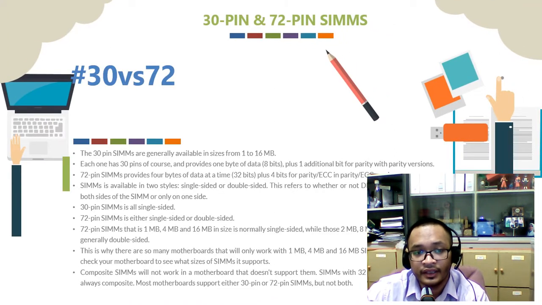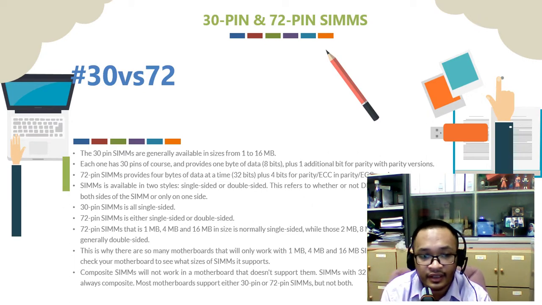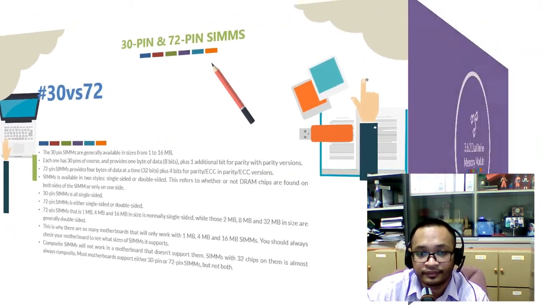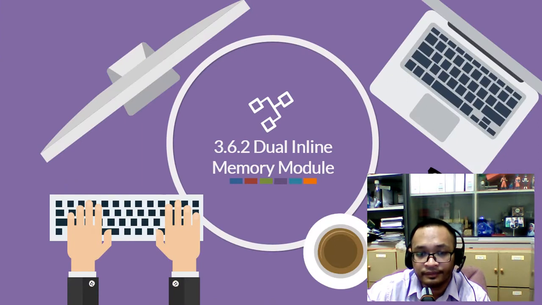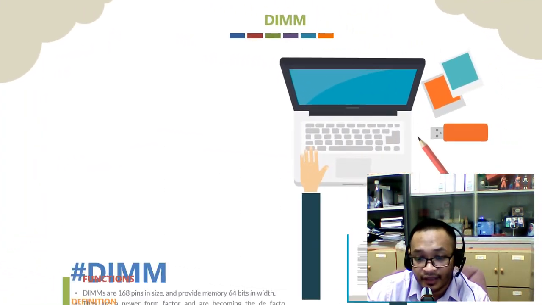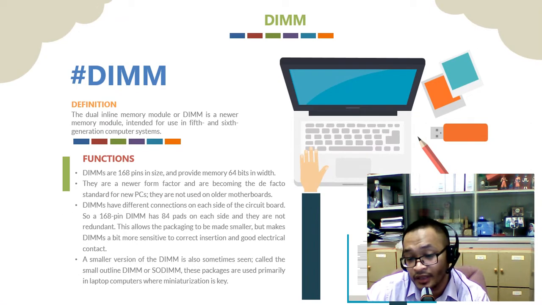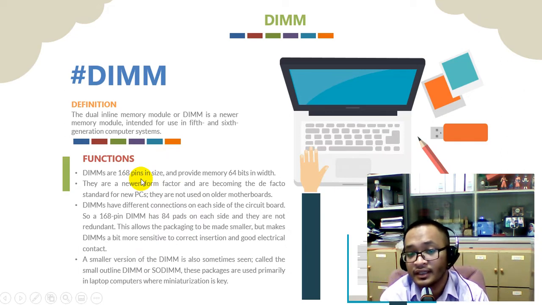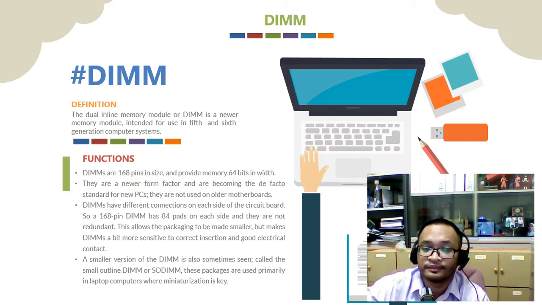Okay, so the example 30 versus 72 pair. The main difference between these is the number of bits that can be supported by each RAM stick. Okay, DIMM. DIMM is the de facto standard. Most of the RAM that we are using nowadays is based on the dual inline memory module standard. Usually DIMMs are 168 pin in size and provide memory of 64 bit in width.